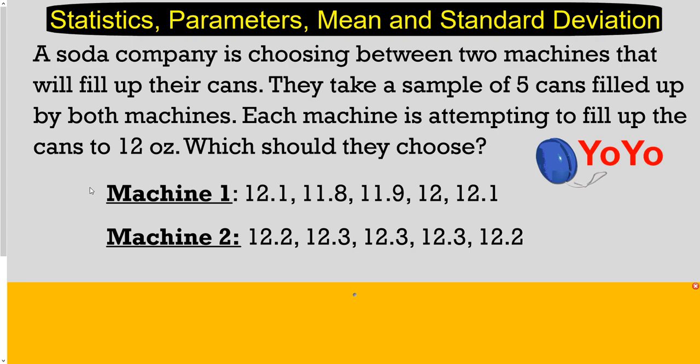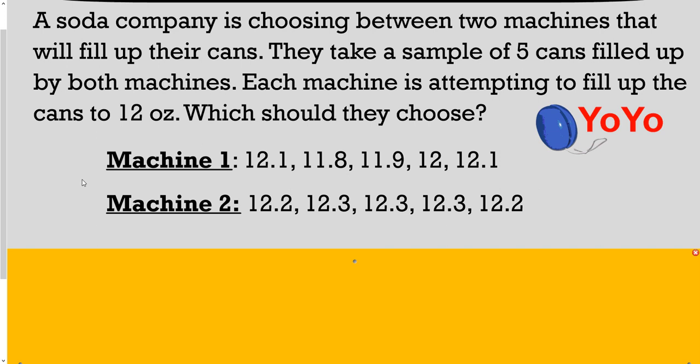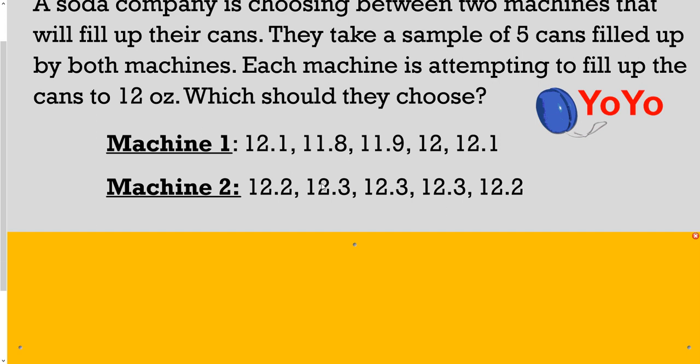I've got one here for you to do. A soda company is choosing between 2 machines that will fill up their soda cans. They take a sample of 5 cans filled up by each machine. Each machine is attempting to fill the cans to 12 ounces. Which of these machines should they choose for their factories? So go ahead and pause this. Take 3 minutes or so. Find the mean and the standard deviation, and then come back with your conclusion as to which machine the company should purchase.